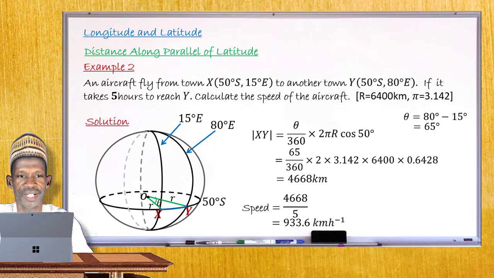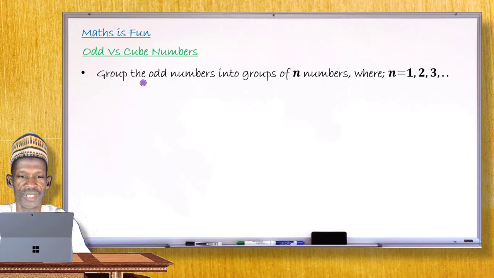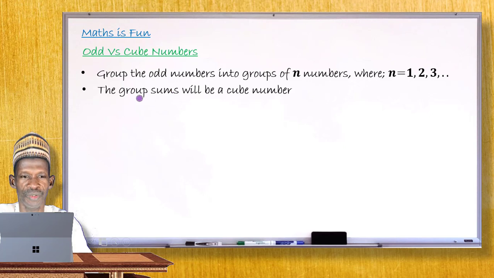Maths is fun, and they explain how we can form the cube numbers from the sequence of odd numbers. It says if we are to group odd numbers into groups of n numbers, where n can be 1, 2, 3, 4, and so on, that is, form a group of 1 number, group of 2 numbers, group of 3 numbers, group of 4 numbers, from your sequence of odd numbers, and we add the numbers in each group, what we are going to have is a cube number. Let's just try it and see.